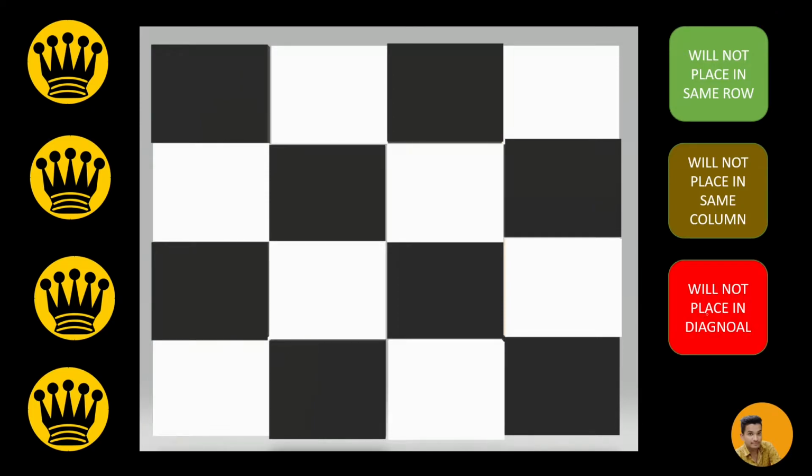And for not placing in the same diagonal, if the queen is placed here, then you can't place the other queen in this diagonal. Or let's take another example. If the queen is placed here, then you can't place the other in this diagonal. This is the right diagonal, or the left diagonal means this. So we need to find some trick to track these diagonals. If the queen is placed here, how are we going to track that this diagonal is being occupied? For this, let's move on to the next slide.